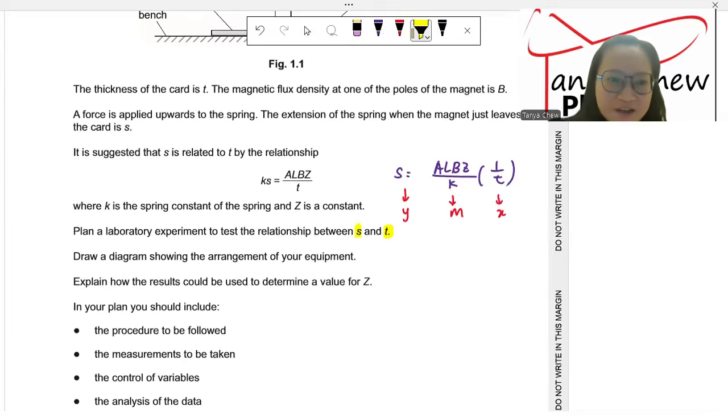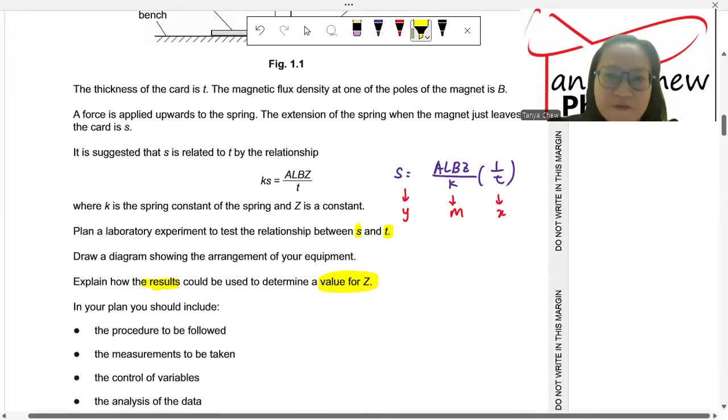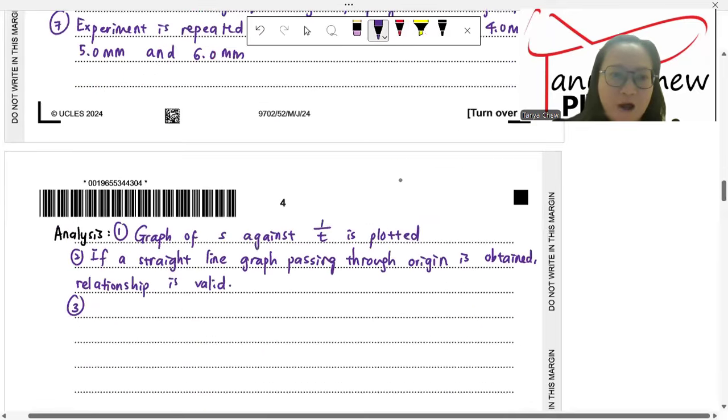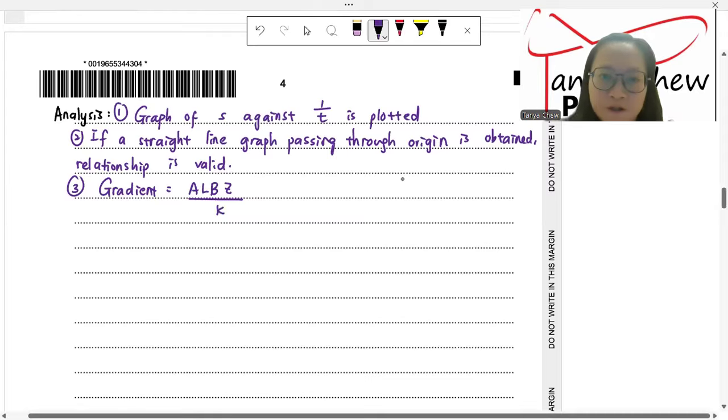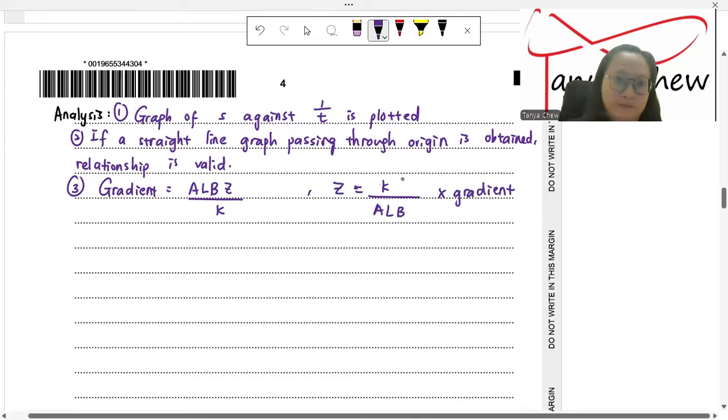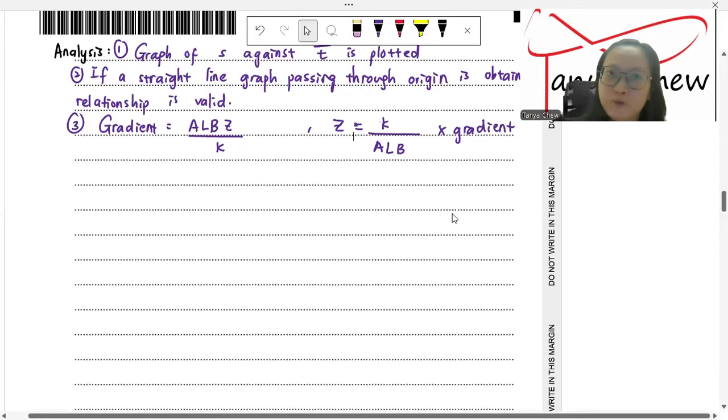And the third one, remember the question asks you to explain how you use your result to determine the value of z. Of course, you need to determine it from the graph. Now, I just write down my gradient is equal to ALBZ over K. Now, to determine the value of z, make z the subject. It is K over ALB times the gradient. That is how you determine the value of z from the graph. And we are done with analysis.